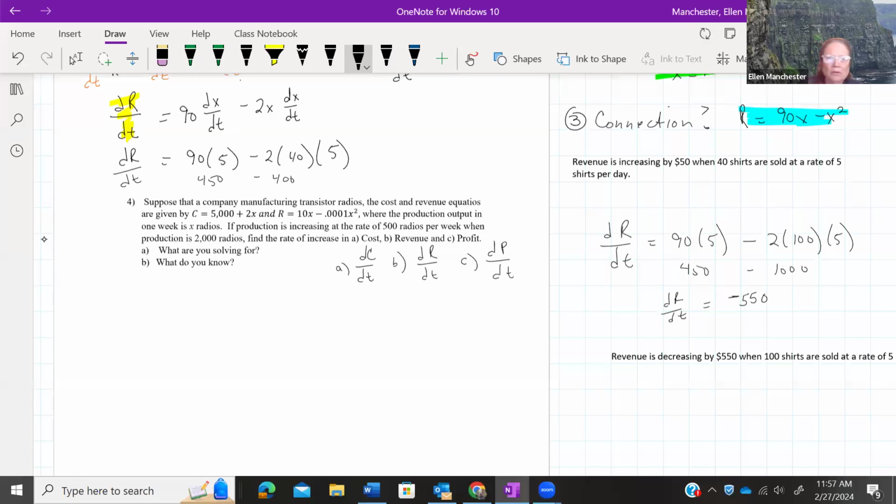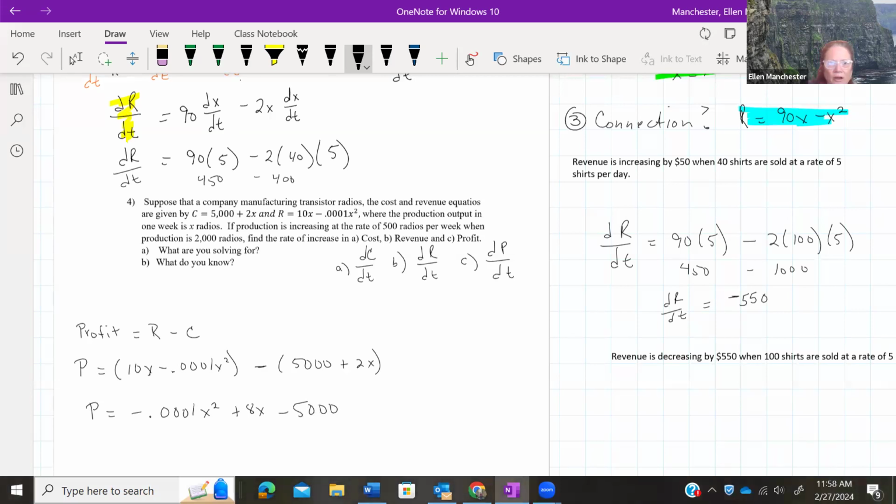And there is a very close relationship between these 3 things. Okay, so if you remember, profit is found by subtracting the cost from the revenue, revenue minus cost. So let's do that first, so that we have everything set up, ready to go, and then we can do our implicit differentiation real quick. So our profit function is the revenue minus the cost. Okay, so now I'm just going to clean this up a little bit. I'm going to put it in descending order. So negative 0.0001 x squared, 10x minus 2x is 8x, and then minus 5,000.